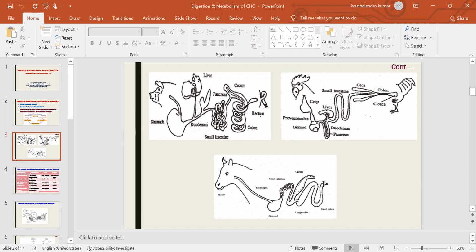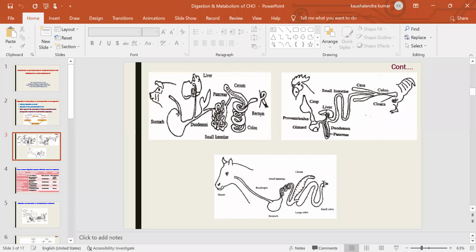So you should also remember the glands of the large intestine, mainly which gland? Mainly the mucous gland is present in the large intestine. So the large intestine glands do not produce any enzymes, and most of the digestion takes place by microbial activity.